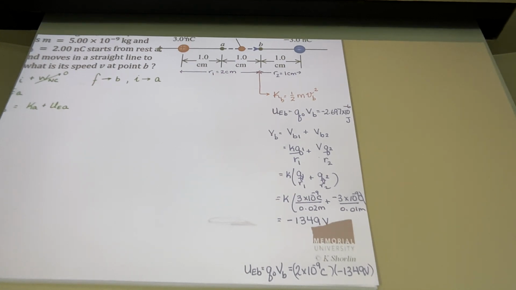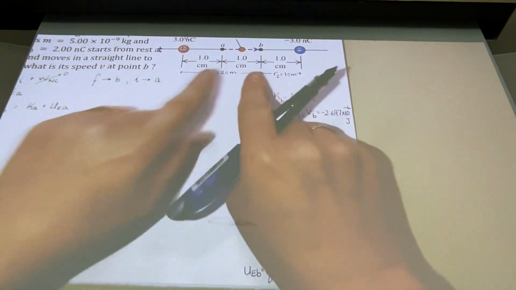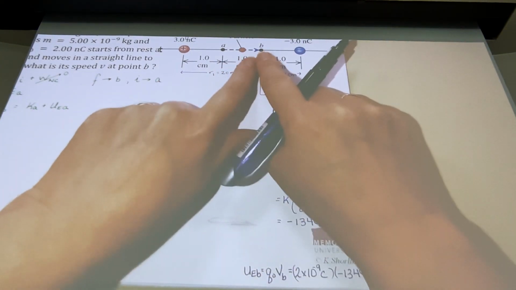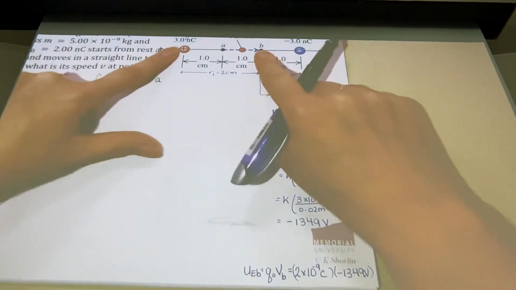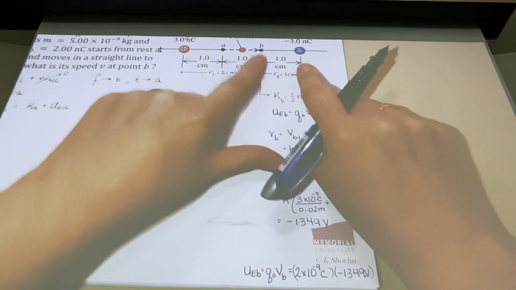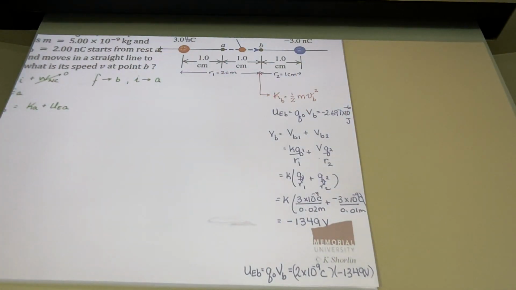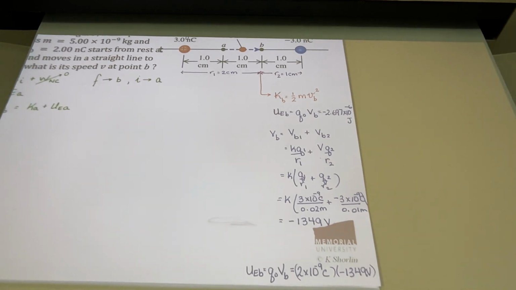If you didn't find the potential, if instead you did, when the charge was here, K Q1 Q2 over R1 plus K Q1 Q2 over R2, that would work too. You'd get the same answer. So two different ways to get at the same answer. So there's my kinetic and my potential at point B. Let's find the same thing at point A, kinetic and potential at point A.